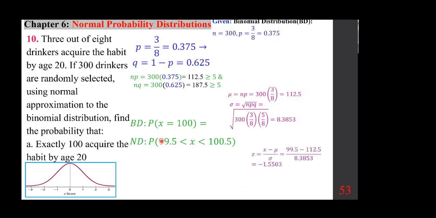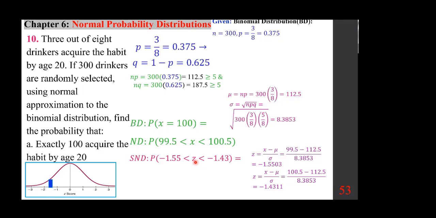So calculating the z-score, putting 99.5 instead of x, results in negative 1.5502. So again, x minus mu, 99.5 minus mu, which we found to be 112.5, over sigma, which was found to be 8.3853, results in this number. We're going to do the same thing to number 100.5. So we're going to repeat that with the second number. And now SND, standard normal distribution, we put the z. And therefore, we can look up the table.